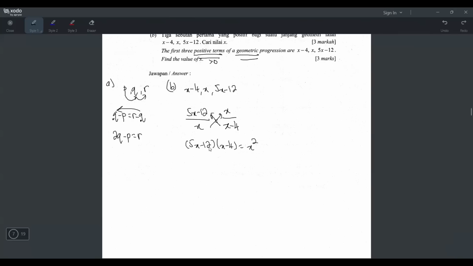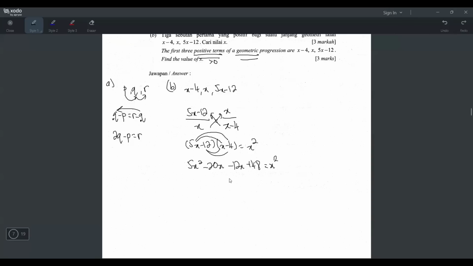Okay, how to expand this one? The correct way is you take 5x times x, 5x square, 5x times negative 4, negative 20x, negative 12 times x, negative 12x, negative 12 times negative 4, positive 48. And then equals x square. You can use your calculator to help you.